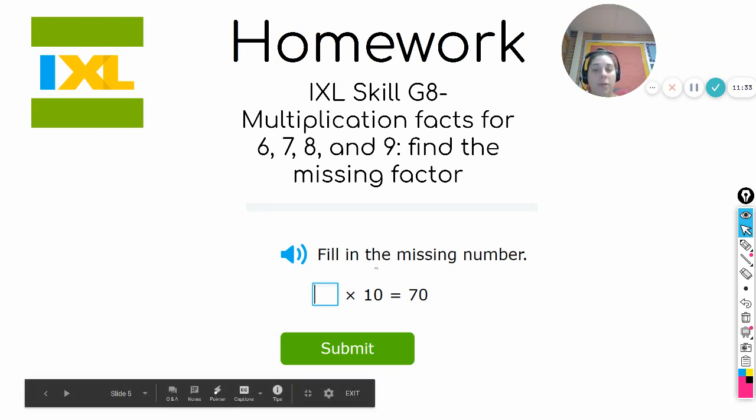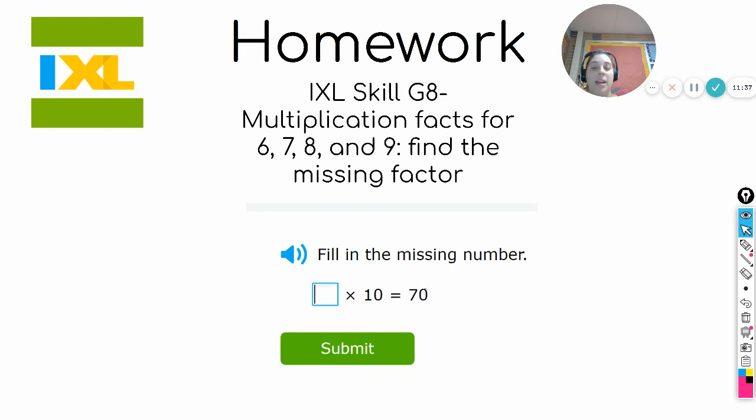So for example, for this one that I see here, I'm trying to figure out what times 10 will equal 70. So what I can do is I can just skip count by tens until I get to 70. Okay, 10, 20, 30, 40, 50, 60, 70. I had to skip count 7 times, so that means 7 times 10 equals 70. Okay, go ahead and begin.